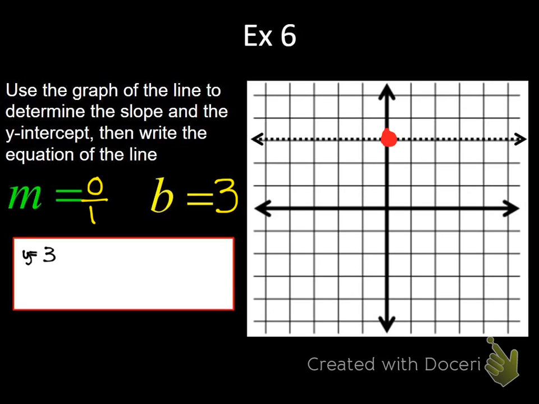So that shows that there's 0 slope. Now, you still have to identify the m equals. You still have to show me that the slope is 0, okay? But when you go to write out your equation, you're going to write y equals 3.